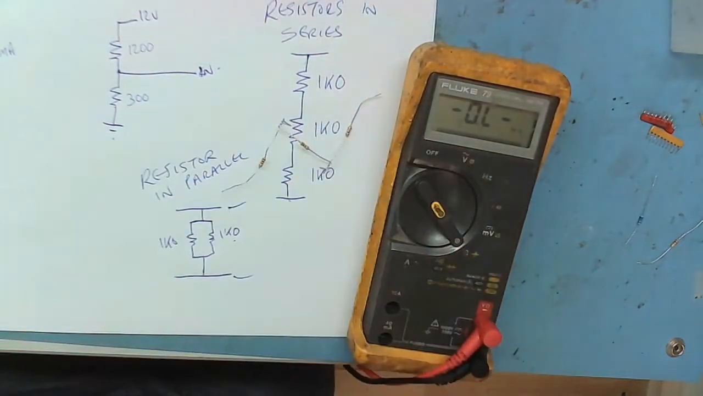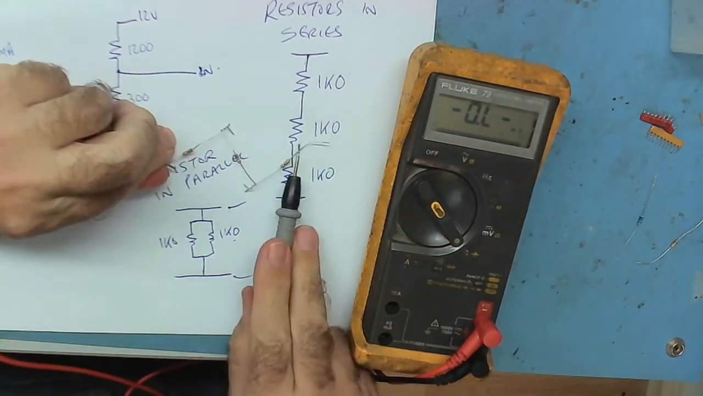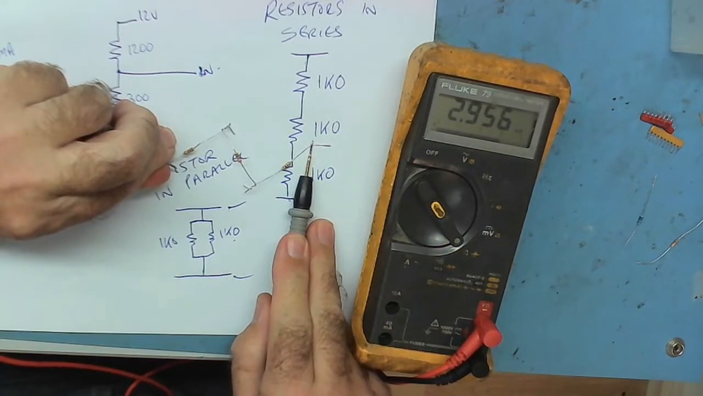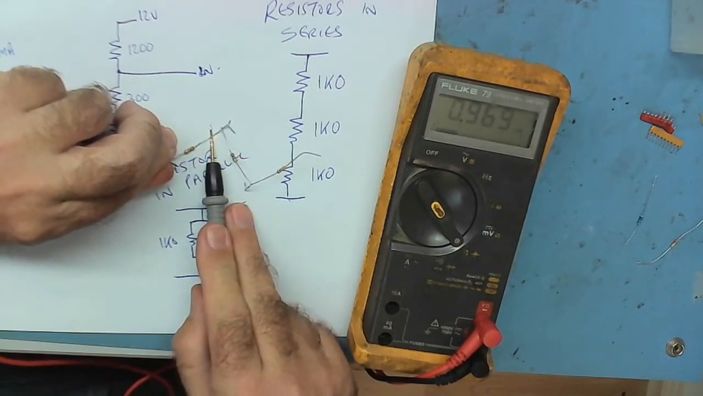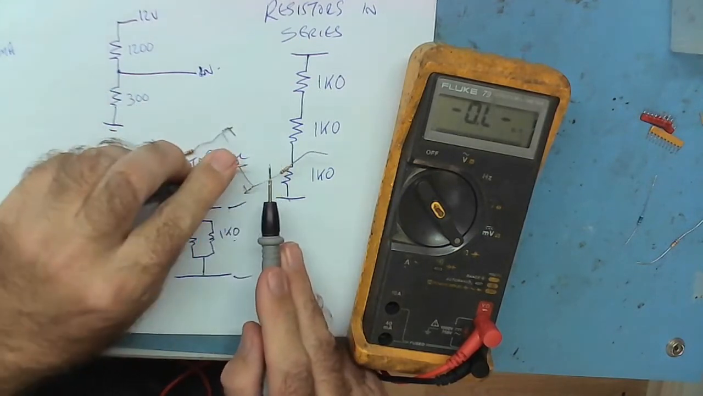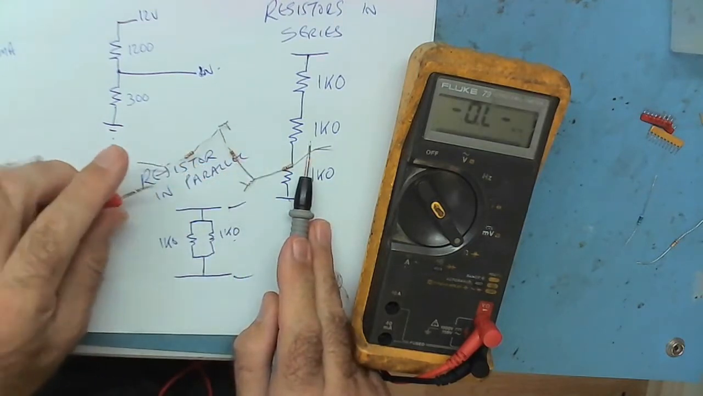Ohms. And we'll measure the resistors from here to here. And we have, nearest damn it, 3000. So 1000 from there to there. It's close enough, yeah. They have a tolerance. 1000 and 1000. And the total is 3.